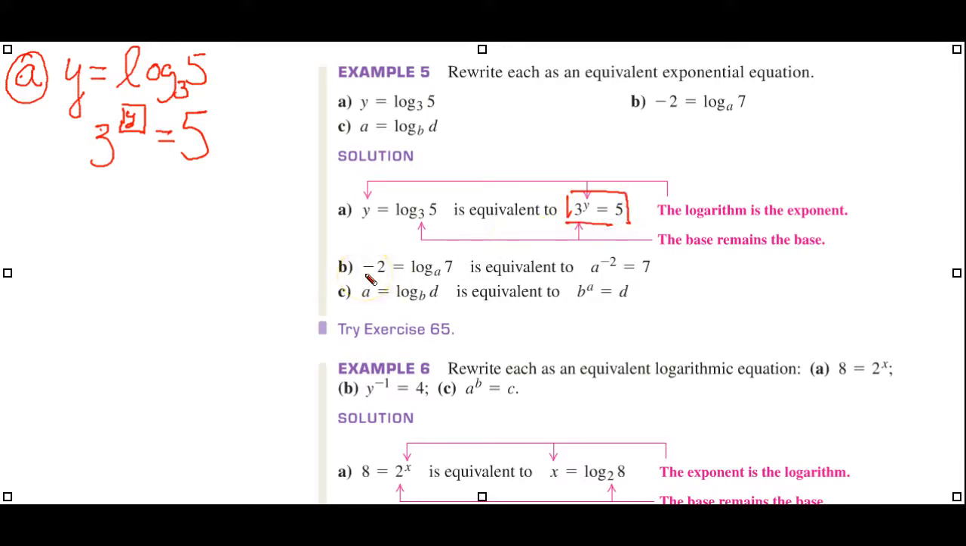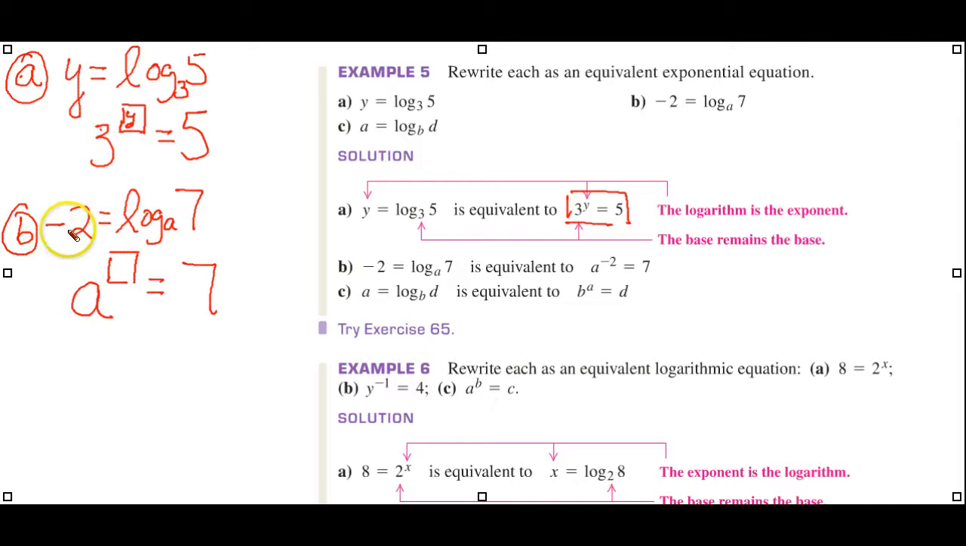All right, let's look at B. As we look at B, we see our base here is going to be a. It's going to be raised to what exponent to equal 7? Well, our exponent here is -2. Again, we're trying to show a strategy that you might use as a protocol to get these answers.